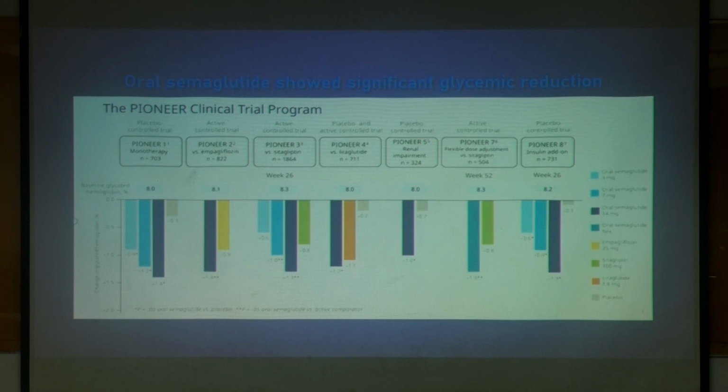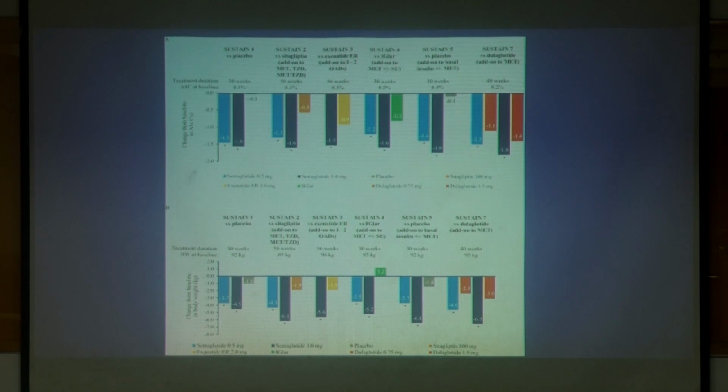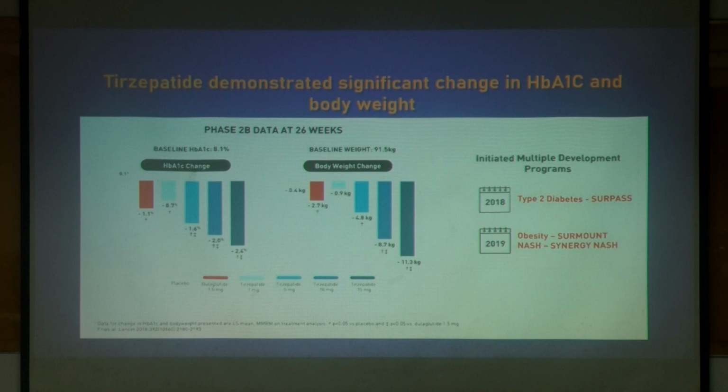So we have various trials to justify what we have been hearing for a long time. The PIONEER clinical trial program has clearly demonstrated that oral semaglutide has a significant glycemic reduction.